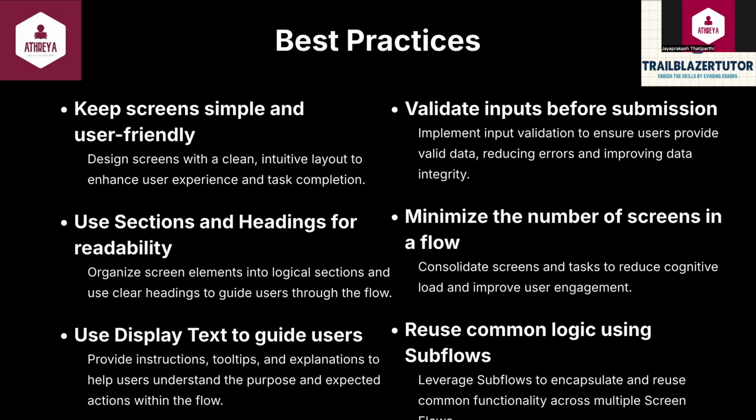Try to combine related inputs and keep the flow short. Each additional screen adds navigation effort and cognitive load, so only include screens that truly add value. For example, instead of creating separate screens for contact and address details, you could merge them into one well-structured form using multiple sections. Whenever and wherever possible, leverage subflows to reuse common functionality like sending email alerts, updating records, or performing eligibility checks. This promotes consistency, maintainability, and faster updates across multiple screen flows.